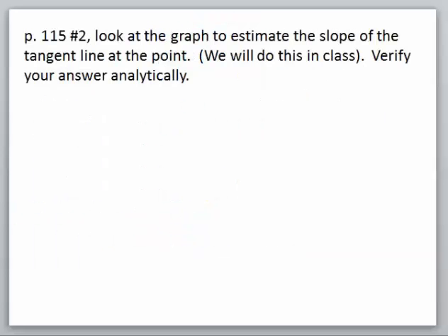Alright, the very first example that I want to talk about with you, we will actually do in class together. But you should go ahead and look at number 2, see if you can estimate the slope of the tangent line at that point that's there. So pause this, look at that example, and make little notes of it for class discussion.